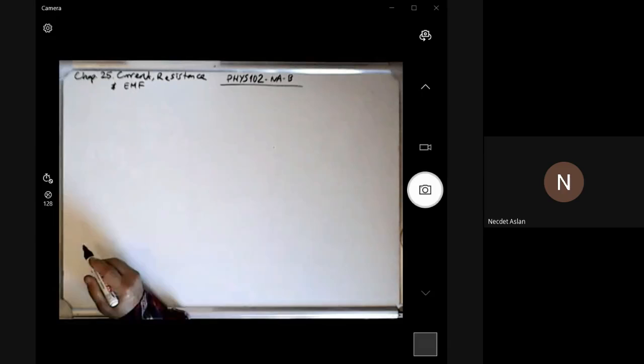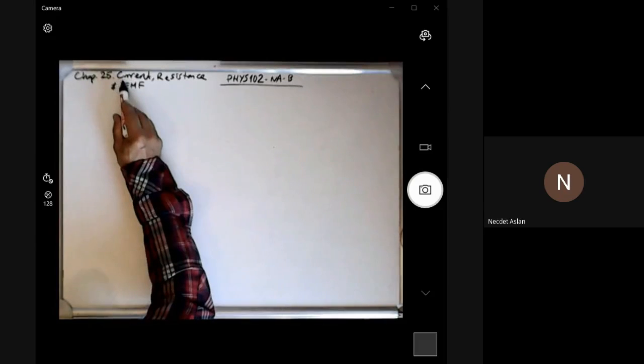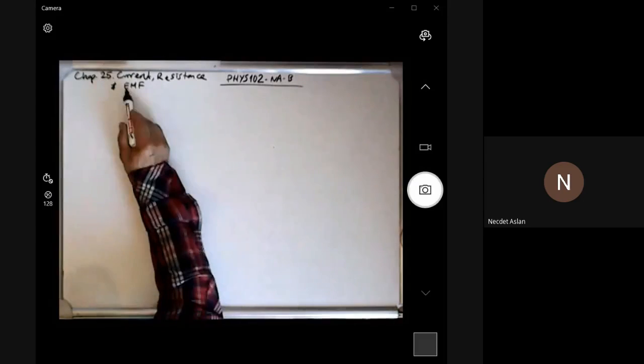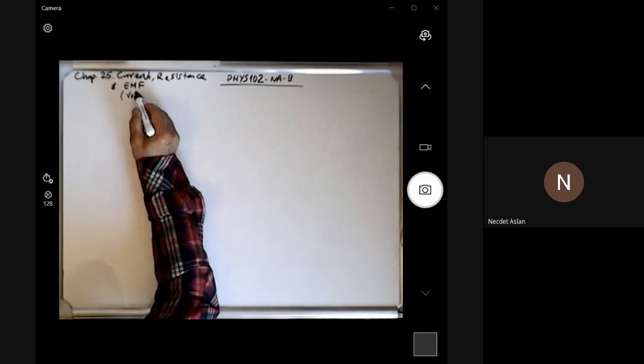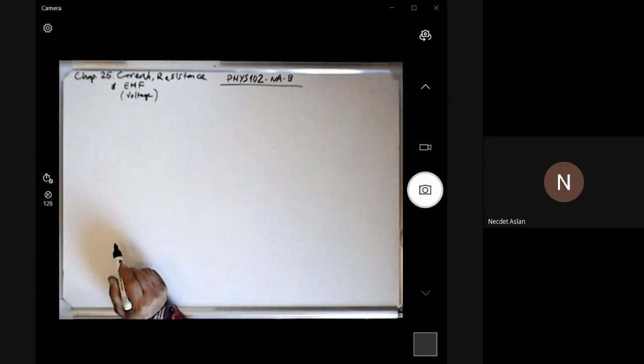Hi everybody. Today we will get into current, resistance and electromotive force. Actually, this electromotive force is voltage. It's not the force, but it's the voltage, or the potential difference, as we will see.